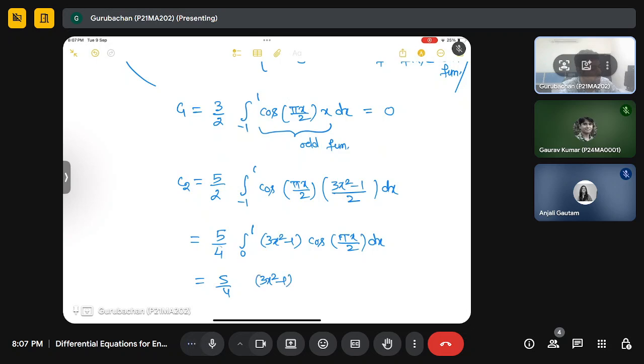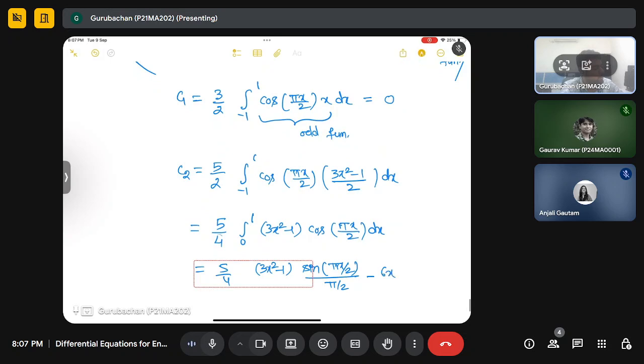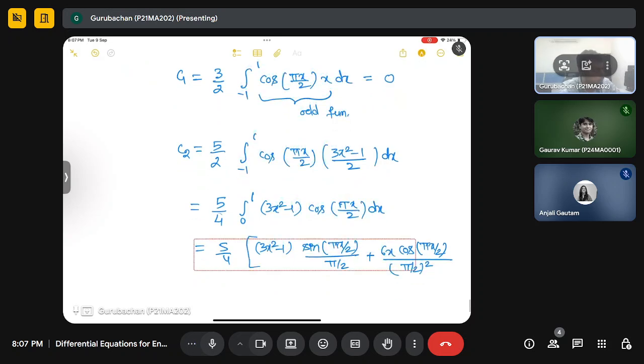5/4 times (3x^2 - 1) sin(πx/2)/(π/2) minus 6x. What is the derivative of sine? It will be minus cos, so this will become positive: sin(πx/2) divided by (π/2) whole squared. Another expression will be with negative sign, 6 sin(πx/2)/(π/2) whole cube, from 0 to 1.